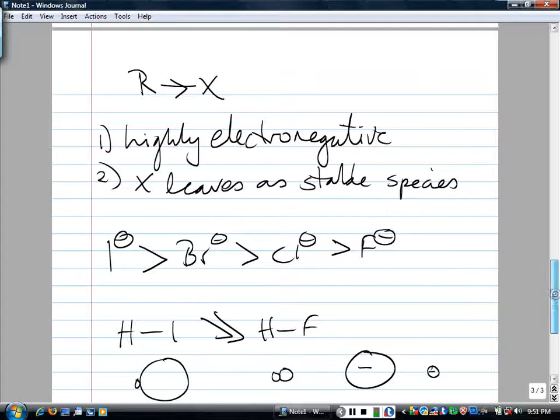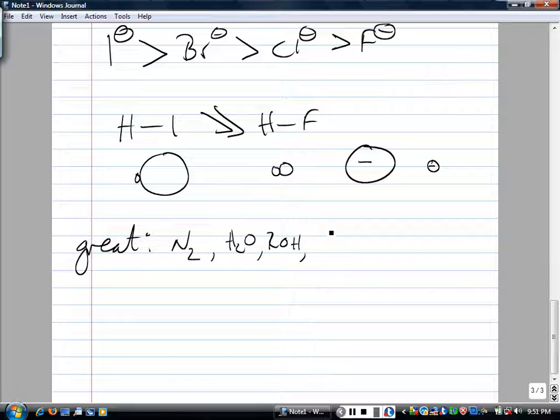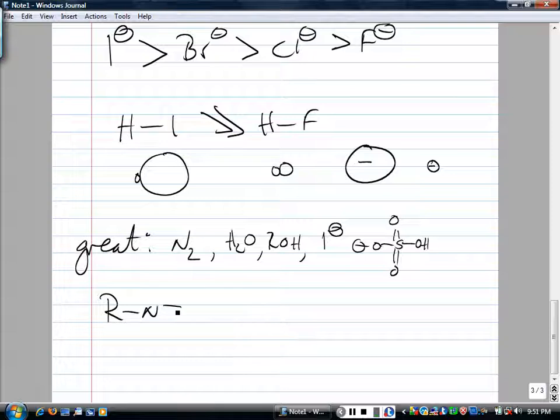So if I were to take a quick survey of some leaving groups, what I find is the great leaving groups are nitrogen, water, alcohols, iodide, and things like sulfate or bisulfate, and so on. These are great leaving groups. So let's take a quick look at these. How will nitrogen be a great leaving group? Well, nitrogen is a leaving group if I look at species like these. These are called diazonium ions.